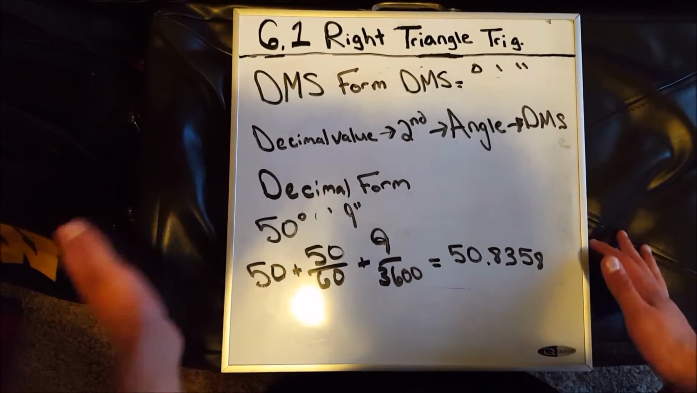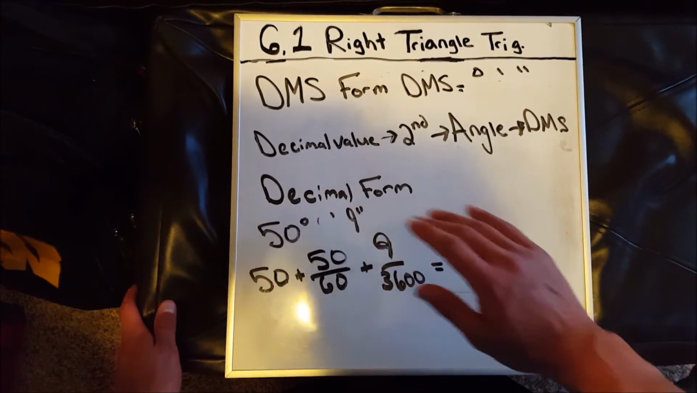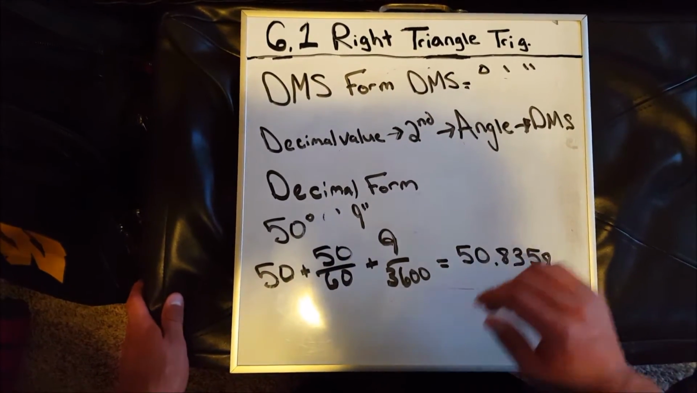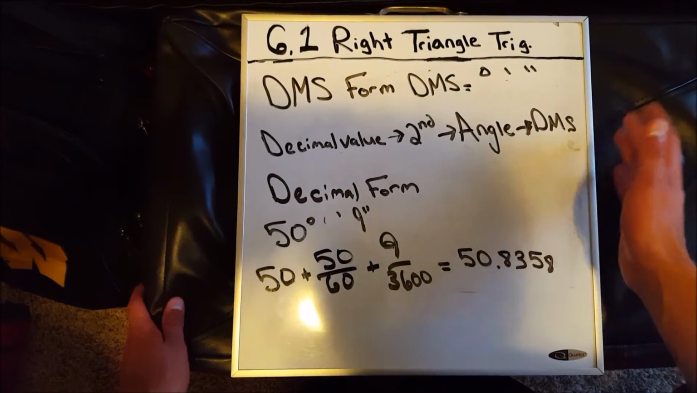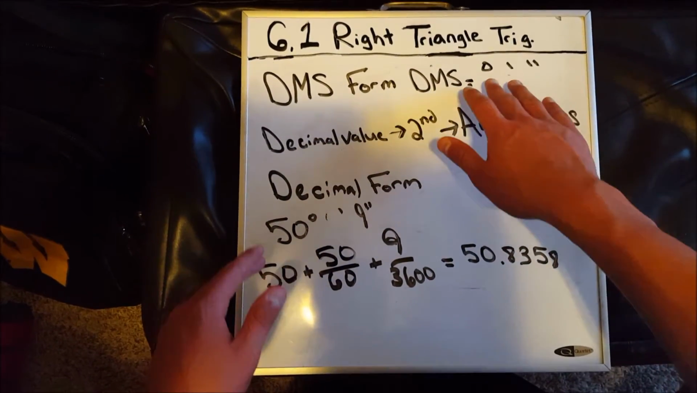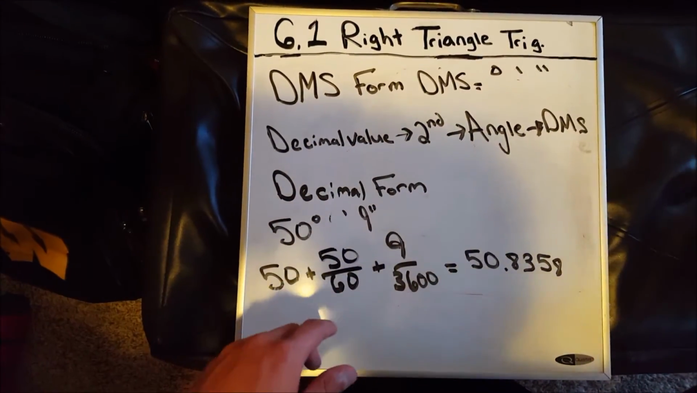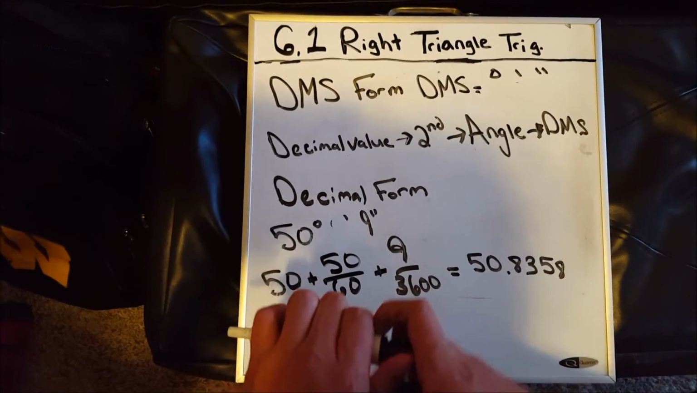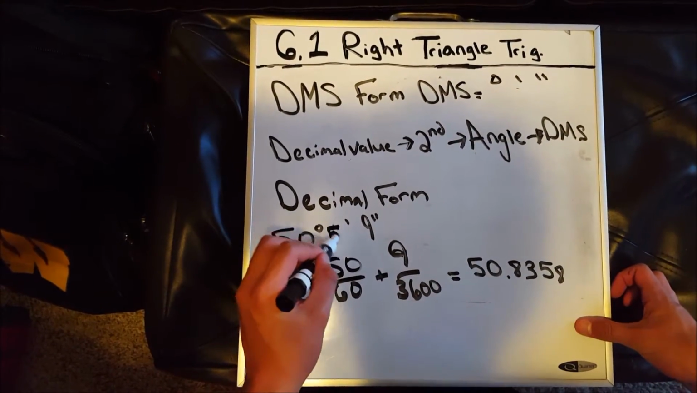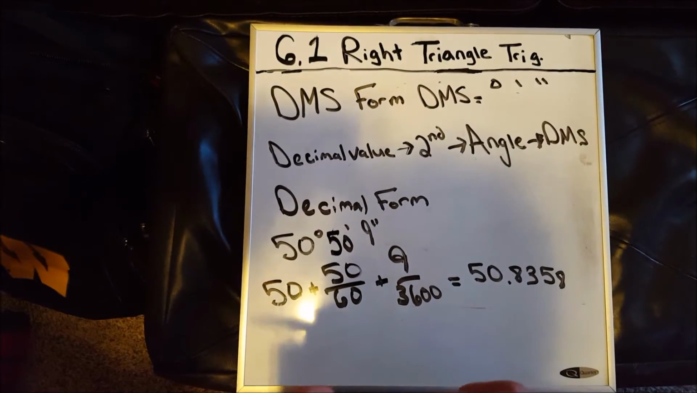Just type in the decimal value that you have, press the second key, press angle, and then go over to DMS. This will give you the form in degrees, minutes, and seconds, just like I have down here, because you can also go back to decimal form.